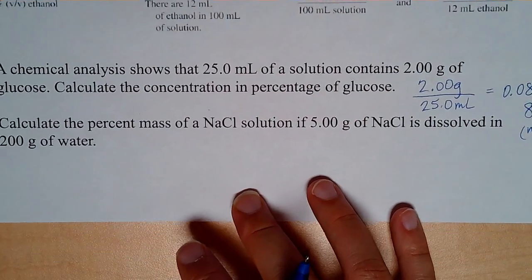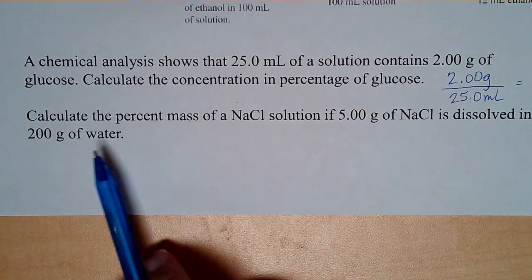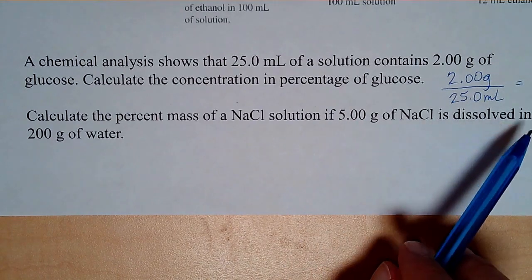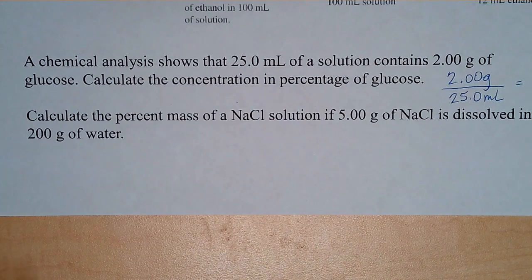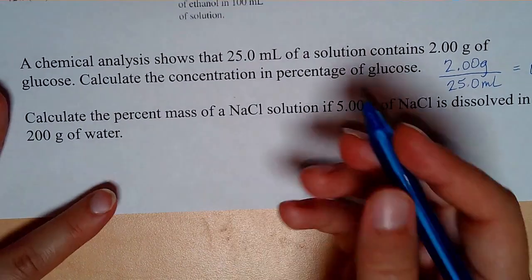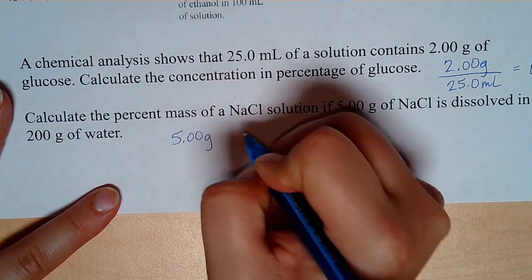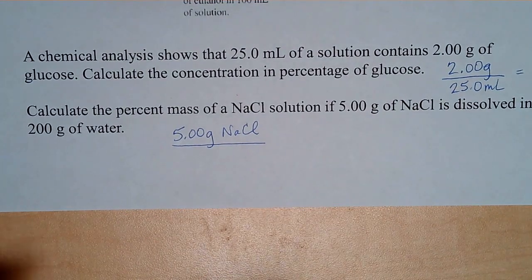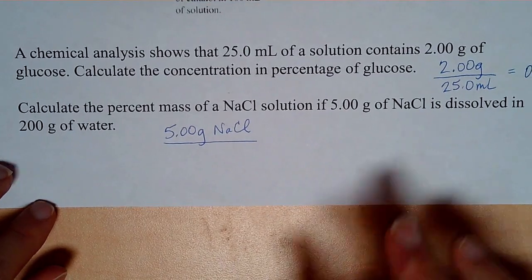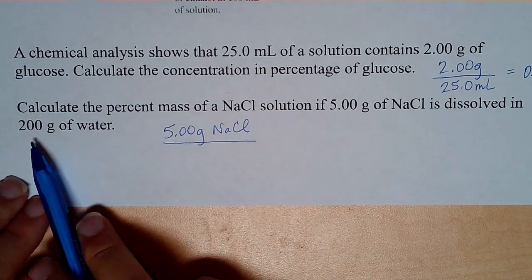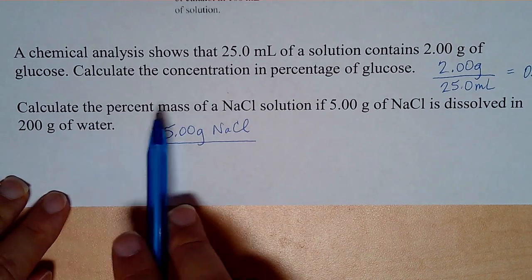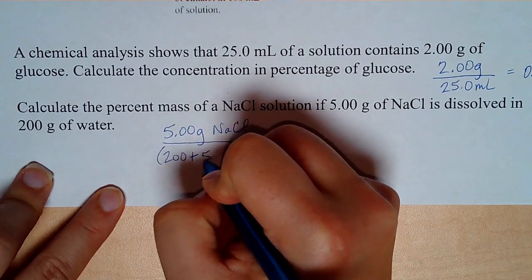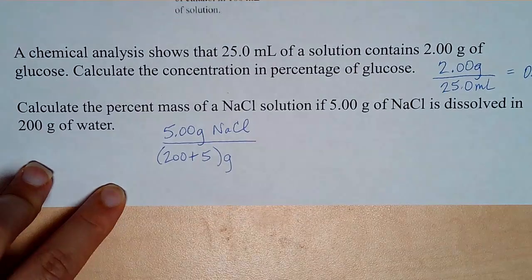Alright, let's look at the second question. Calculate the percent mass of an NaCl solution if 5 grams of NaCl is dissolved in 200 grams of water. So this is a mass to mass relationship. So we're going to put the mass of the solute on the top, and then the mass of our solution goes on the bottom. So remember, mass of solution does not mean mass of solvent. We have 200 grams of solvent, we have 5 grams of solute, so on the bottom we're going to put them together because we need the total solution.